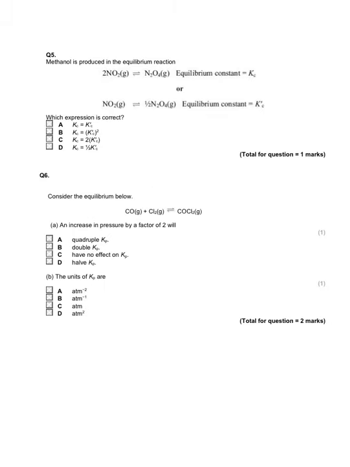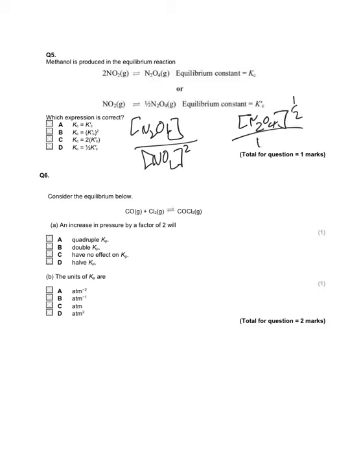Multiple choice. If you write out the Kcs, then you would have N2O4 over NO2 squared, and on the other side you would have N2O4 raised to a half over NO2.